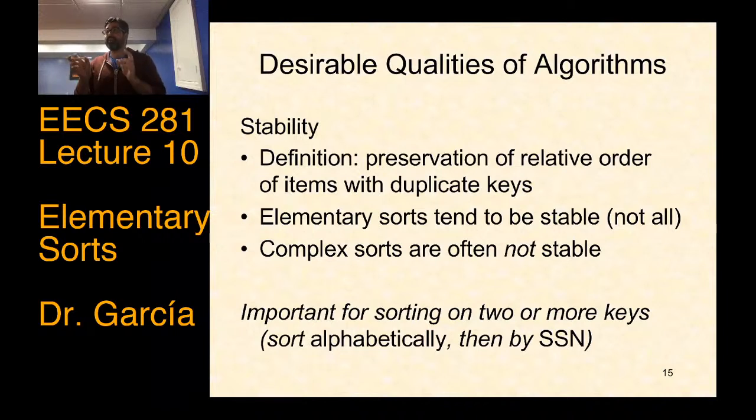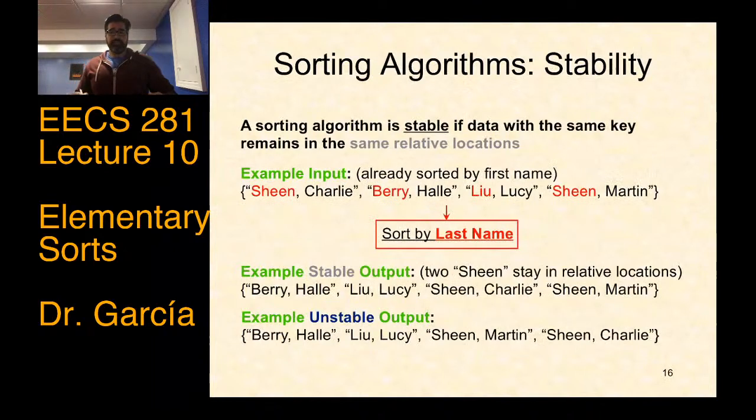Okay, and it's a relative order, because presumably you might have moved all the other items that are not equal. You're going to have moved them about, and you might even have moved those same items themselves in the output, but the order in which they come out is the same order in which they came in. Okay, so let's look at an example. It's kind of more complicated to explain than it actually is.